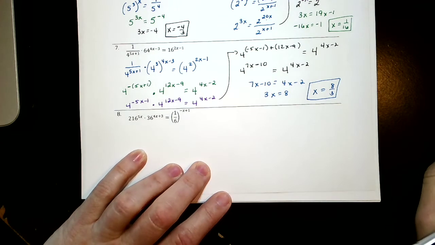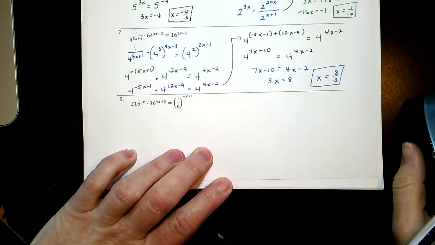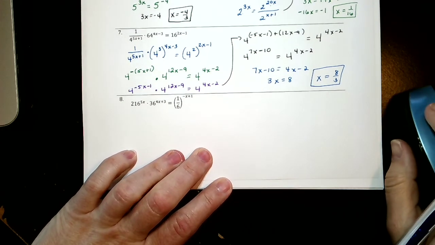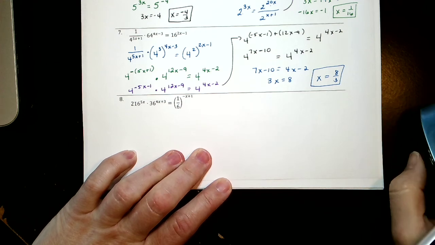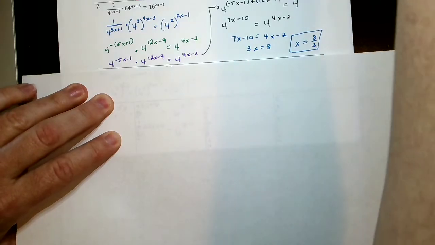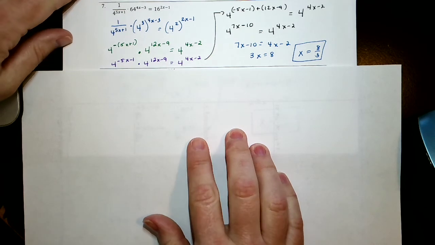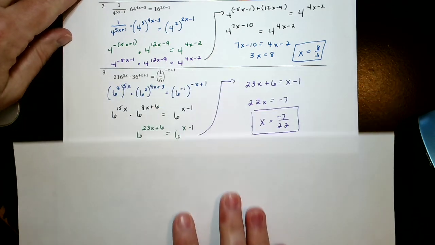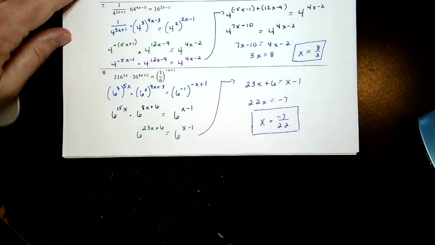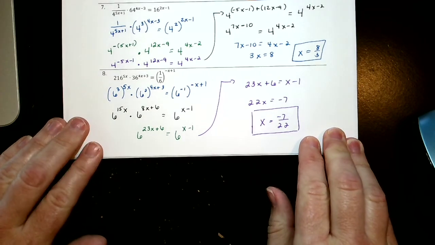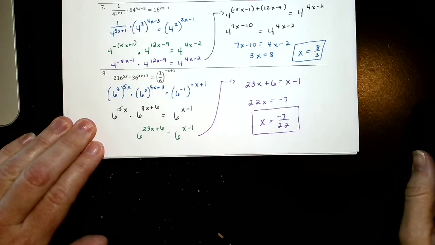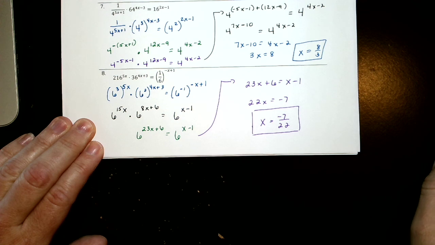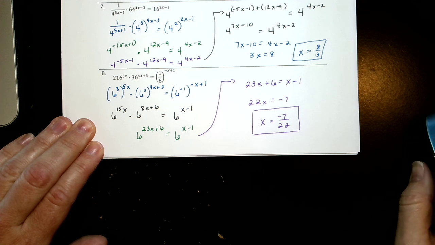All right, I'm going to pause. I want you to try this problem. When you unpause, the problem will be solved. Okay, I'm back. I'm getting ready to reveal the answer. Hopefully you got negative 7 over 22. If you didn't, pause the video and see if you can follow my steps down the left and then my steps down the right. I hope you learned a little bit.